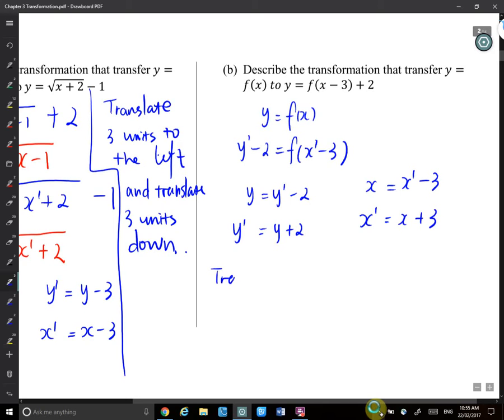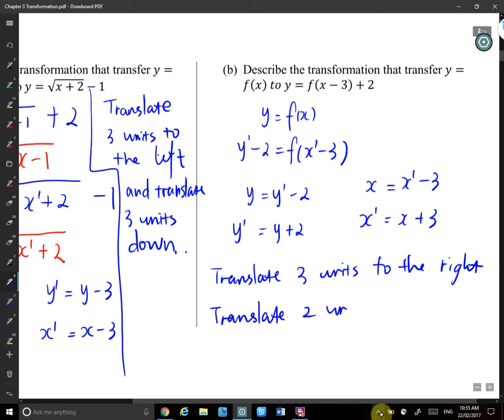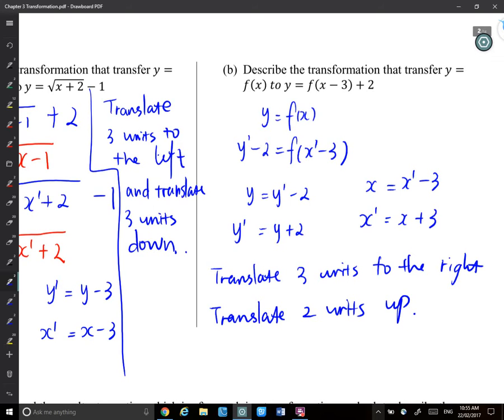So this is translate 3 units to the right, the old x will be plus 3, and then translate 2 units up. That's the 2 transformations applied to the original one to make it into the new one.